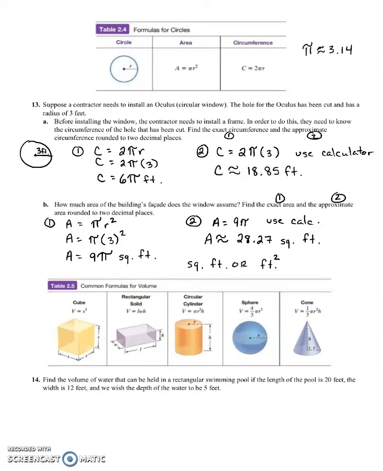Okay, now let's talk about volume. We had all those two-dimensional things which give us our length around the outside and our area. If we go to 3 dimensions, we have volume. So here are common formulas for volumes of things. They want us to find the volume of water that can be held in a rectangular swimming pool if the length is 20, the width is 12, and we want the water to be 5 feet deep. So the volume of water.